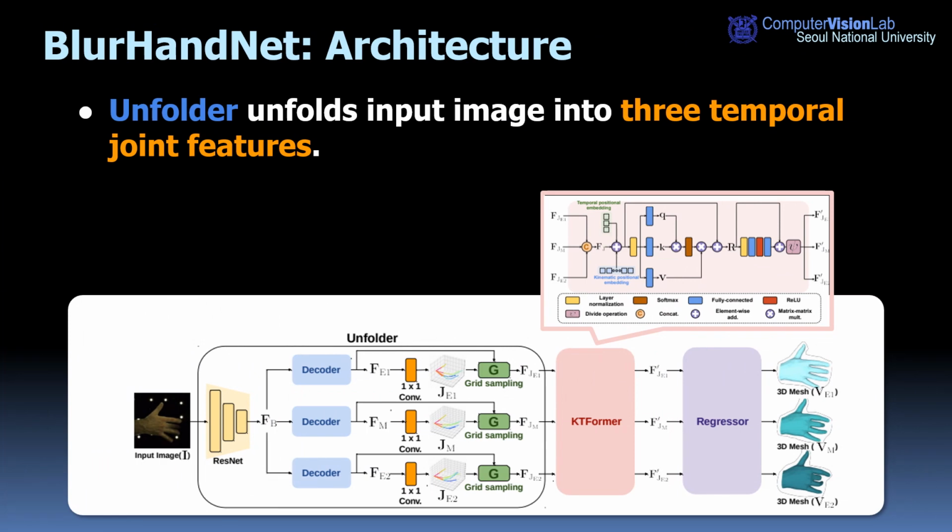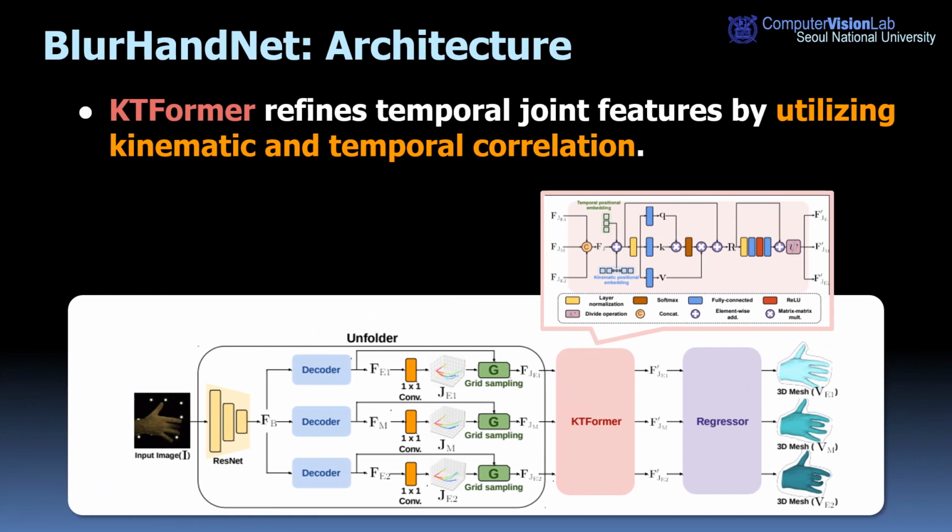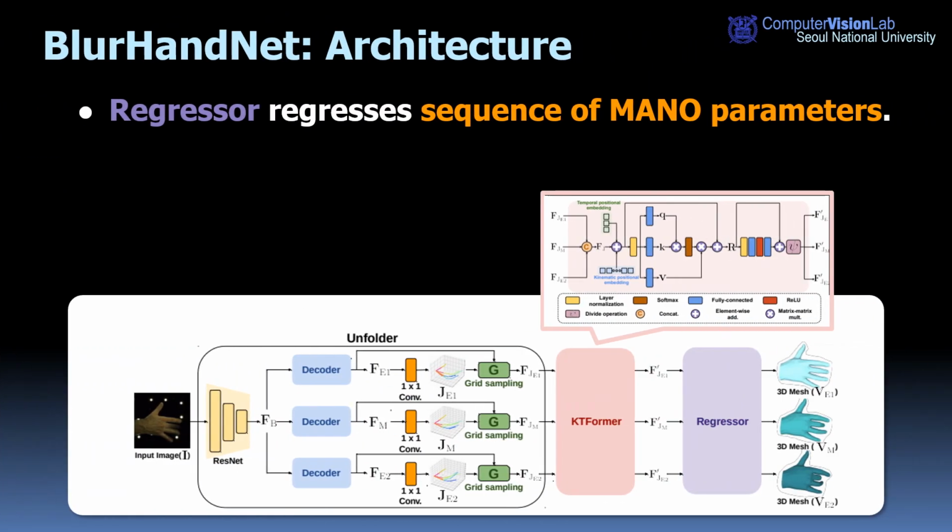Given the input image, Unfolder predicts the 3D coordinates for 3 time steps. Then, grid sampling is applied to the feature map with joint coordinates to form temporal joint features. The temporal joint features from Unfolder are fed to the KTFormer. KTFormer refines temporal joint features by utilizing kinematic and temporal correlation. Finally, the Regressor regresses a sequence of MANO parameters and forwards them to the MANO layer to obtain 3D hand meshes.